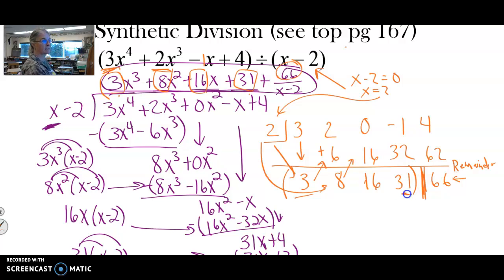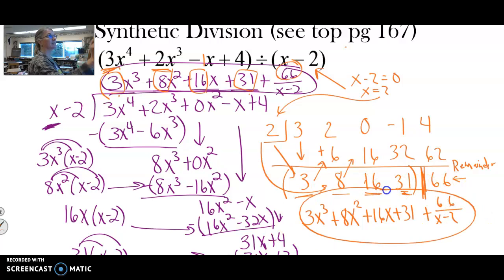So this is going to be my constant term. This is going to be my x term, and it's going to increase by a power of 1 degree on the x as you go to the left. So this is constant, this is an x term, this is going to be x squared, it's going to be x cubed. So I get 3x cubed plus, now we're going to drop the exponent by 1, so plus 8x squared plus 16x plus 31 plus my remainder over my divisor. So I'm getting the exact same thing that I got using long division.